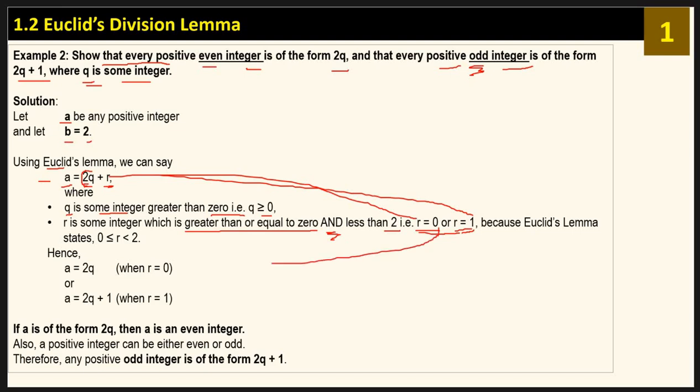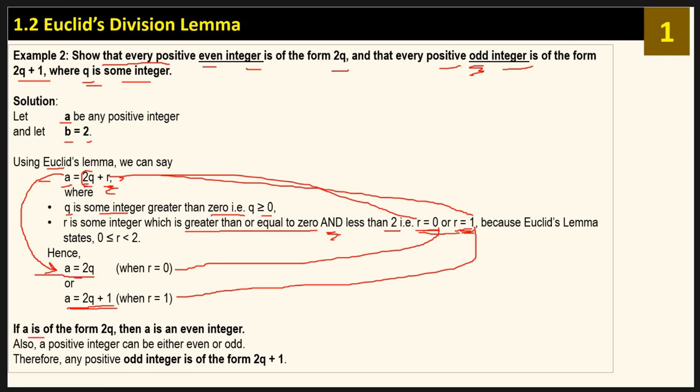So when r is equal to 0, we have a becoming equal to 2q, and when r is equal to 1, here we get a is equal to 2q plus 1, because we put the value of r equal to 1 here, so we get 2q plus 1, and when r is equal to 0, we put r equal to 0 here, and we get a is equal to 2q.